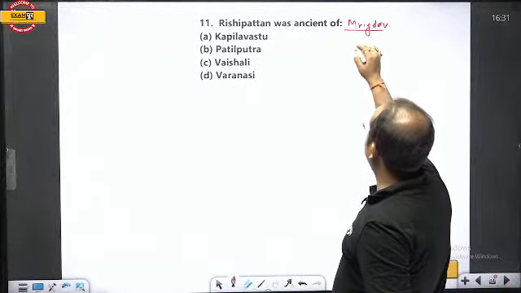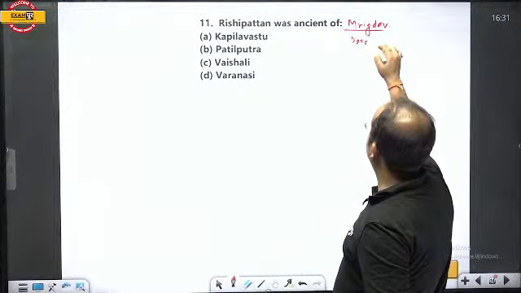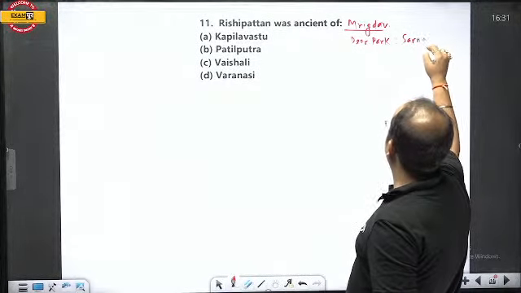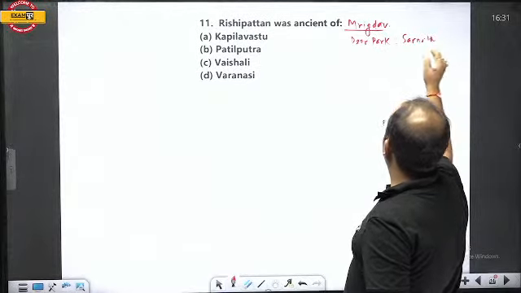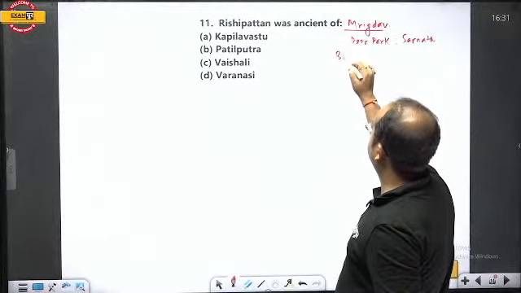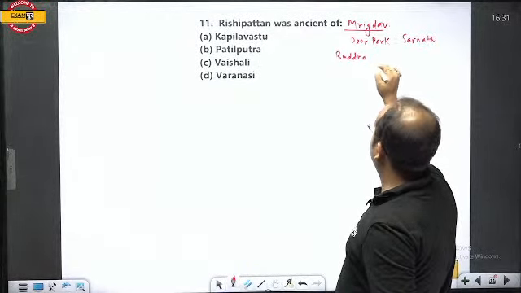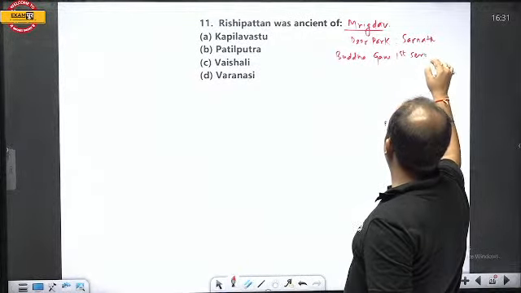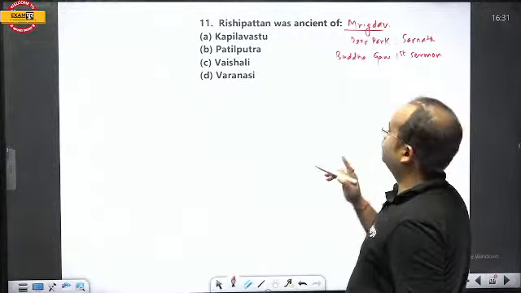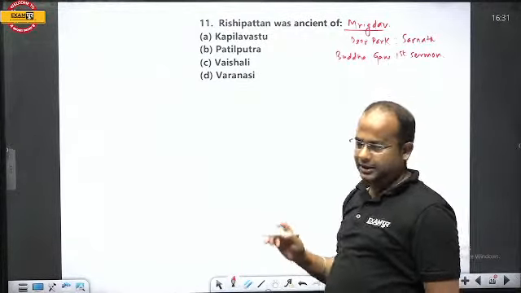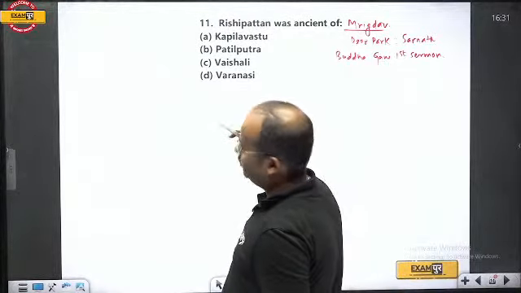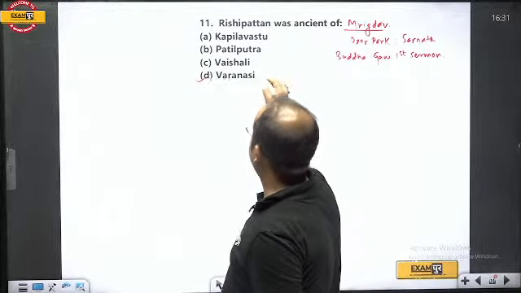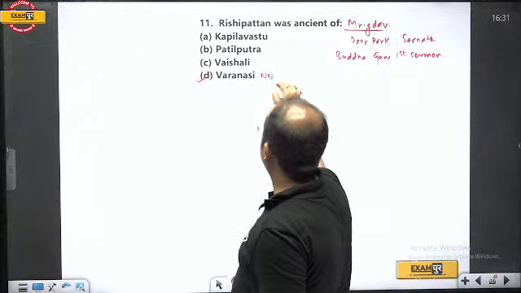Rishipatan Mrigdao is called Deer Park, and it is in Sarnath, where Buddha gave his first sermon. Now where is it? It is in Varanasi, guys. It is not in C, it is in D, because Sarnath is near Varanasi.